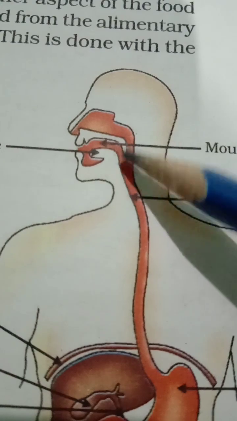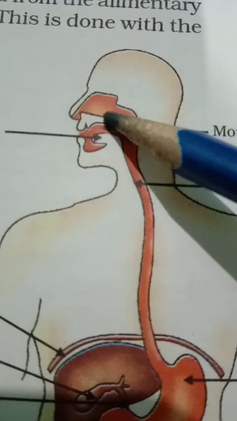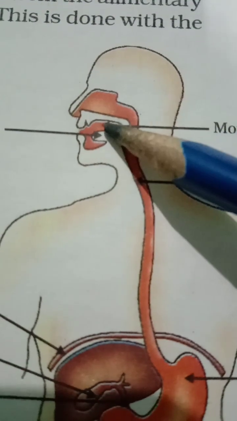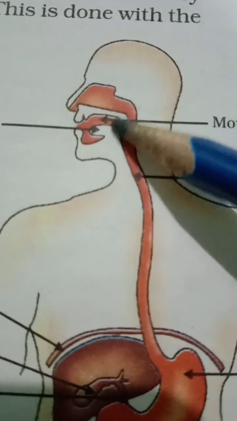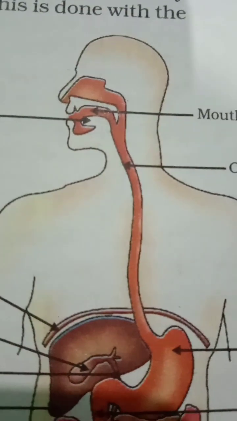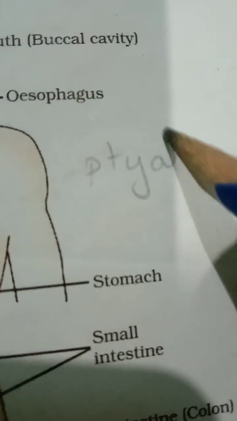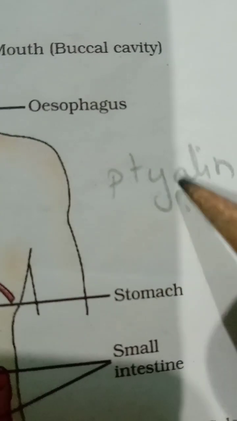So carbohydrate digestion initiates in the mouth cavity with the help of salivary amylase. Salivary amylase is otherwise called ptyalin. I'll write here, P-T-Y-A-L-I-N, ptyalin. It is nothing but salivary amylase, right?